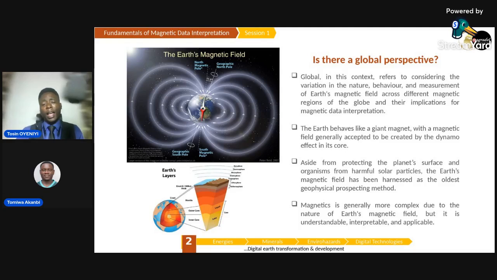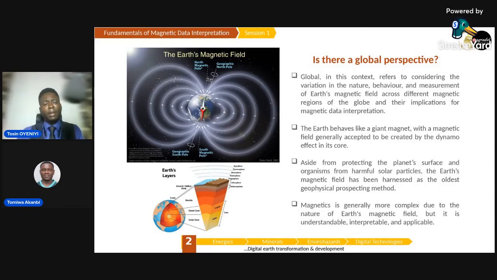We also need to define this concept of global that is being used at this time. Global, as you have seen in the first bullet of the slide before you, in this context refers to considering the variation in the nature, behavior, and measurement of Earth's magnetic field across different magnetic regions of the globe and their implication on magnetic data interpretation. So there is a variation in the nature, behavior, and measurement of Earth's magnetic field across different magnetic regions of the Earth.